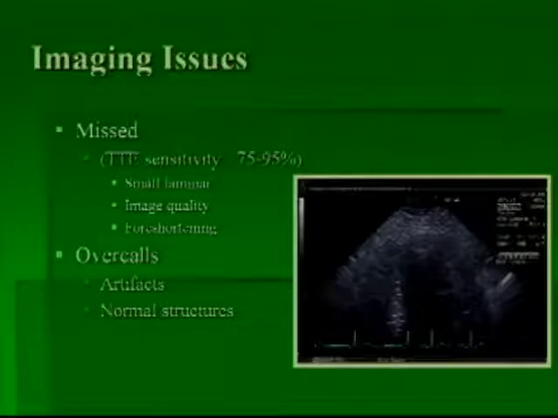One of the main issues that we deal with in echocardiography is the fact that we can miss intracardiac findings. And in fact, when we're looking at specifically intracardiac thrombi, the transthoracic sensitivity can actually be as low as 75%. This is especially the case when we're considering small and laminar thrombi, when there's poor image quality and when there's foreshortening of the ventricle. Of course, we can also overcall findings, and we already talked about a lot of different artifacts and normal structures.